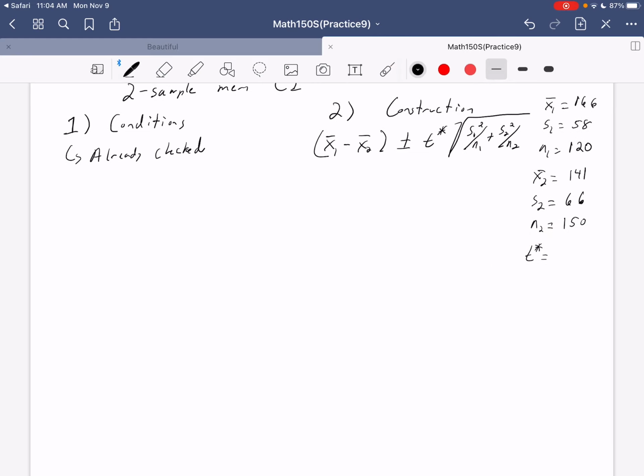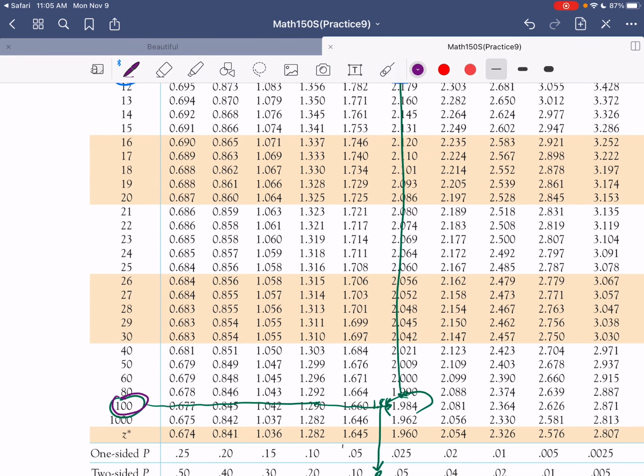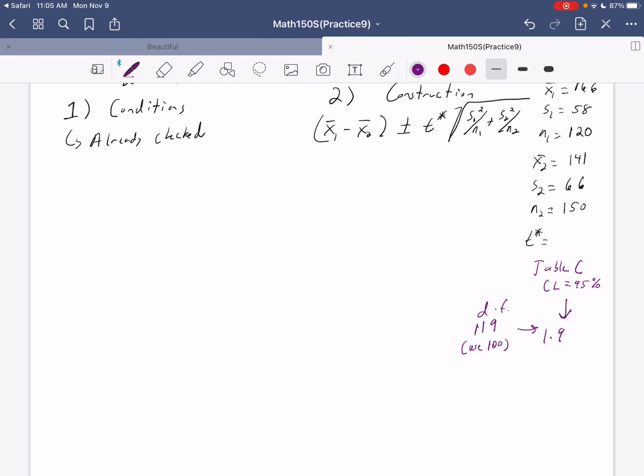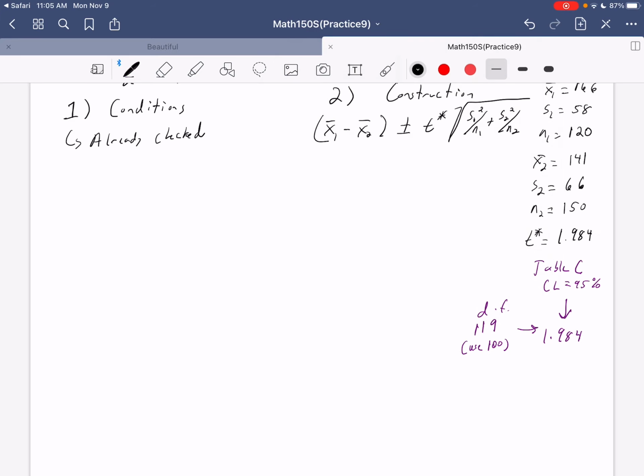Now that we do need to look up on the table. This is going to be table C. Our degrees of freedom, still going to pick the smaller one, 120, subtract 1, so 119. And then, of course, we know we're going to use 100. And the confidence level is 95% again. So we're going to intersect those two together. We've got 95% again, and we've got 100 degrees of freedom. We're actually going to have the same one we had in the previous one, 1.984. So we have our t star, just like the previous one.